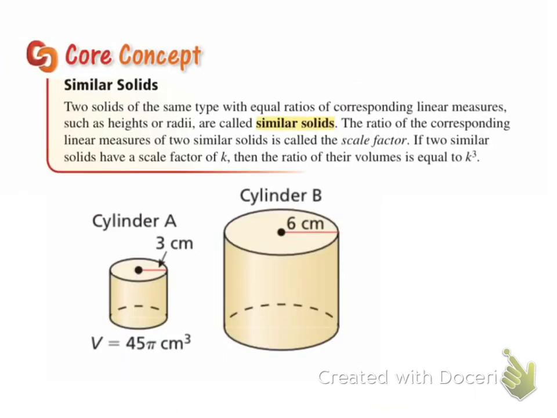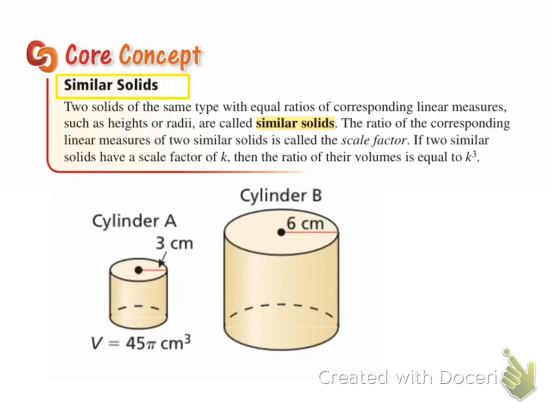Now we have to talk about similar solids here. What are similar solids? Similar solids are just like similar figures. In 2D figures, one is the dilation of the other. In the same way in 3D, one gets bigger in every dimension, or smaller, with the same fixed ratio.